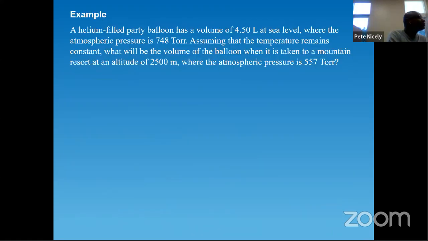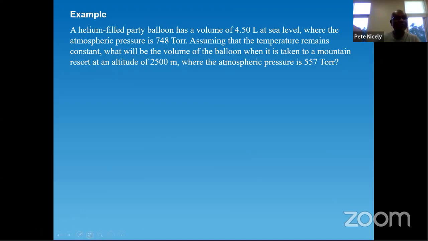So here is an example involving Boyle's law. It says you have a helium-filled party balloon, which has a volume of 4.50 liters at sea level, and the atmospheric pressure is 748 torr. Assuming that the temperature remains constant, what will be the volume of the balloon when it is taken to a mountain resort at an altitude of 2,500 meters, where the atmospheric pressure is 557 torr?